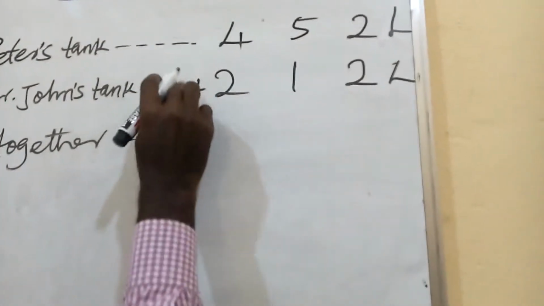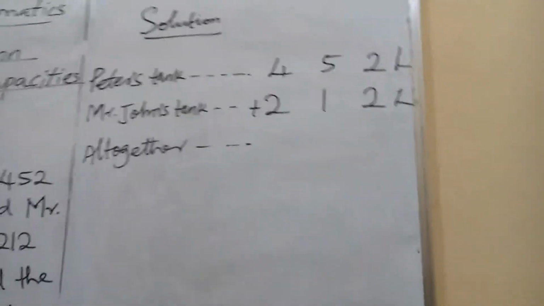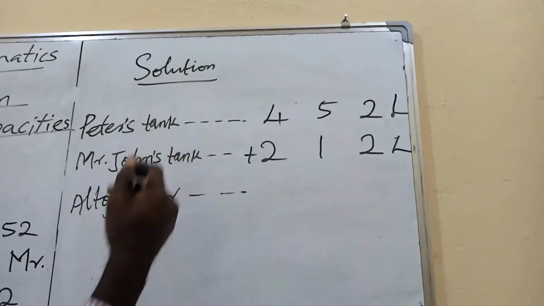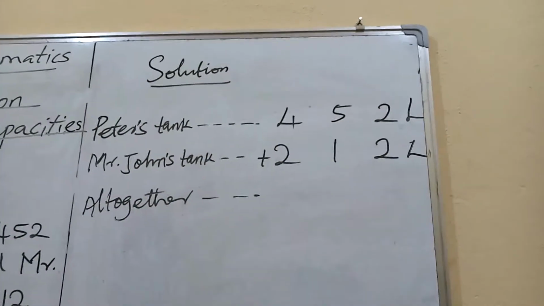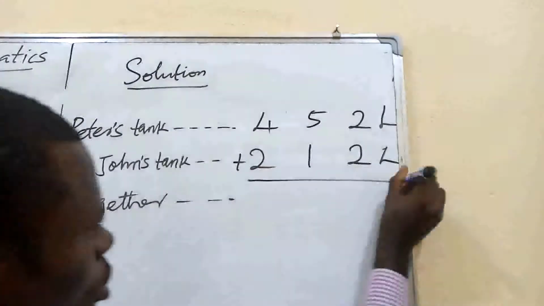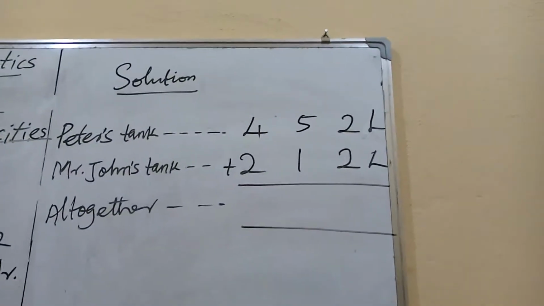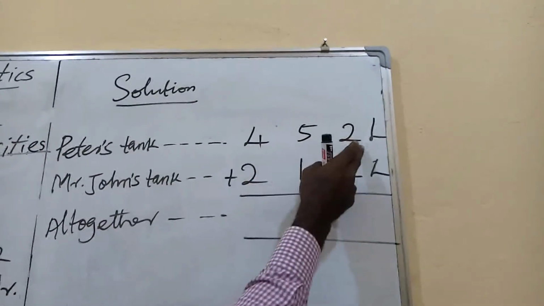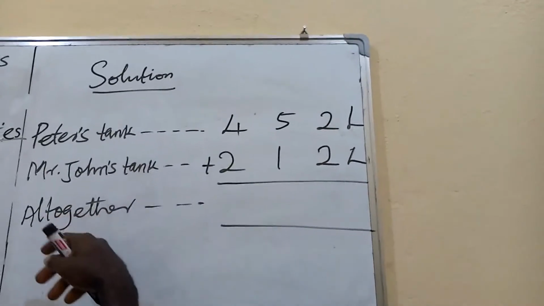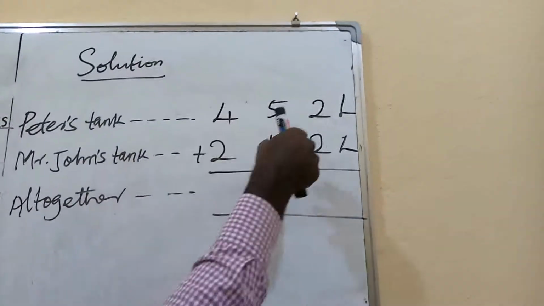Remember, this is addition, so we are adding Mr. John's tank of liters of water to that of Peter's own to get the total. Alright, we have here 452 liters of water for Peter's tank and 212 liters of water for Mr. John's tank. So next we are going to add them together.